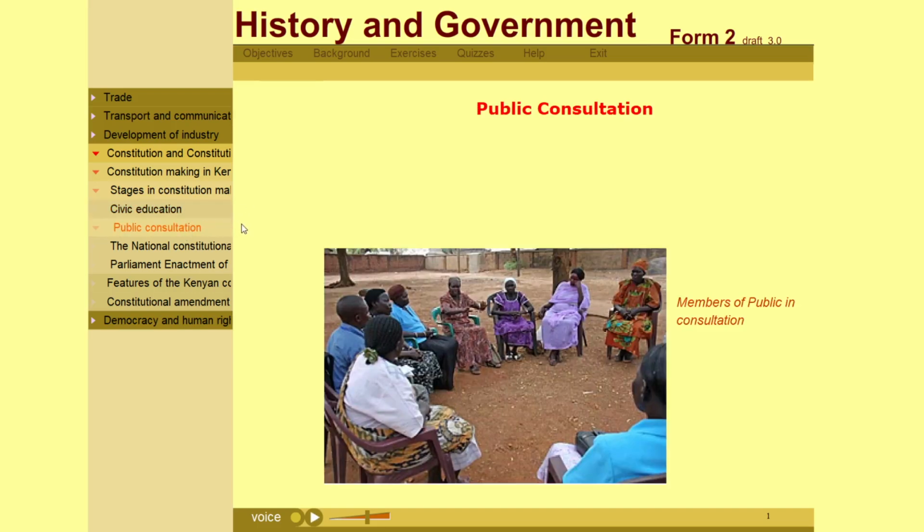Another stage is that of public consultation. In public consultation, the Commission collects views from various constituencies, which are then compiled as the draft constitution. In the year 2008, a committee of experts was formed to collect views from the public and then draft a constitution.